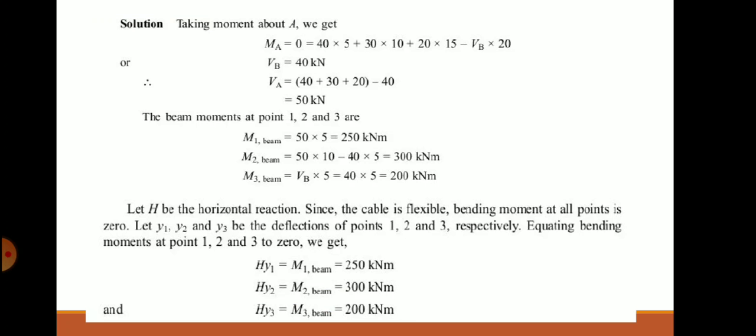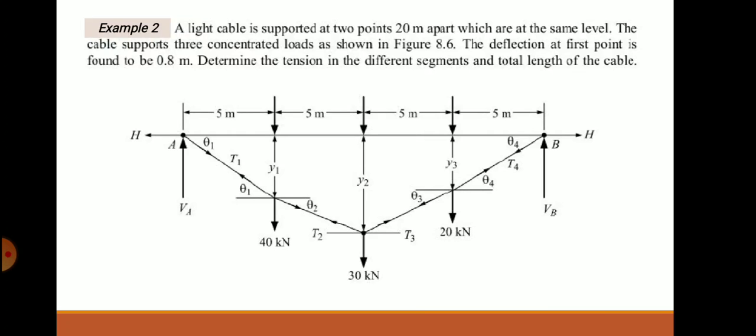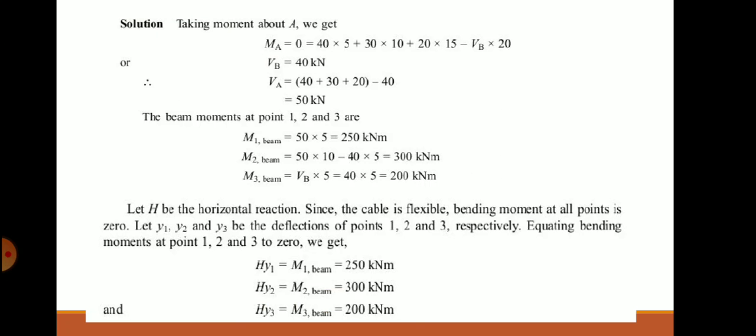So 40 into 5, I will just show here. This is making clockwise movement, so 40 into 5. 30 into 10, again clockwise. 20 into 15, clockwise. Next comes VB, the support reaction at B. VB into 20 is making anti-clockwise, so negative. If you solve this, you will find out VB. Then sigma V is equal to 0, VA plus VB is equal to 40 plus 30 plus 20. VB is already known, so we know VA and VB.